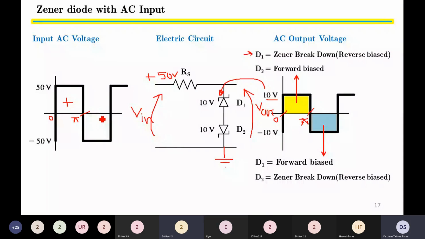Okay. And sir, what if we apply a 9-volt pulse? Yes, I will come to this question, but in a little while.